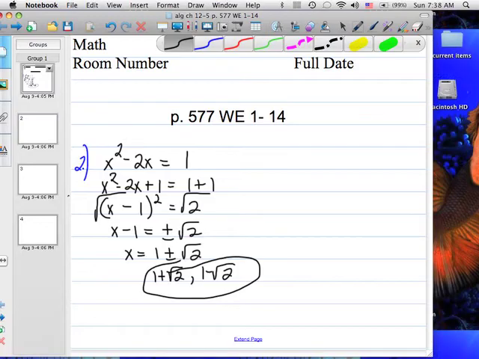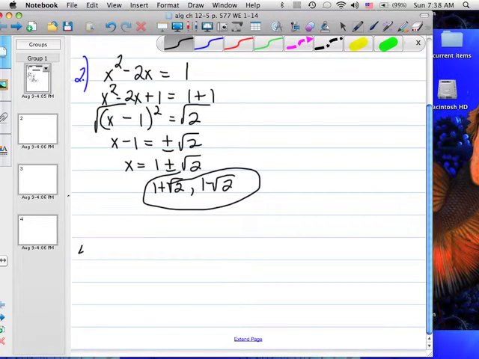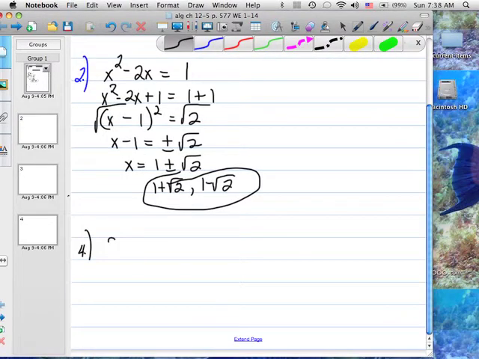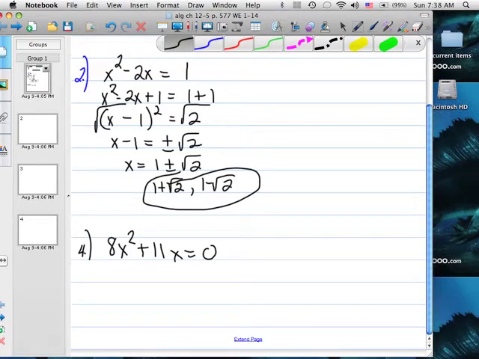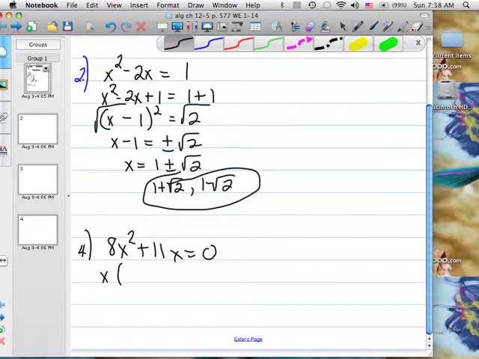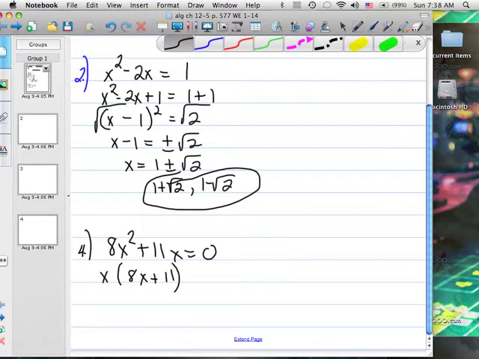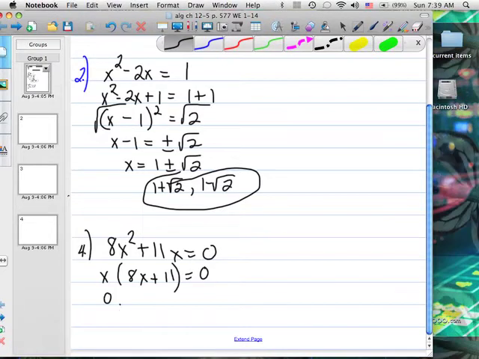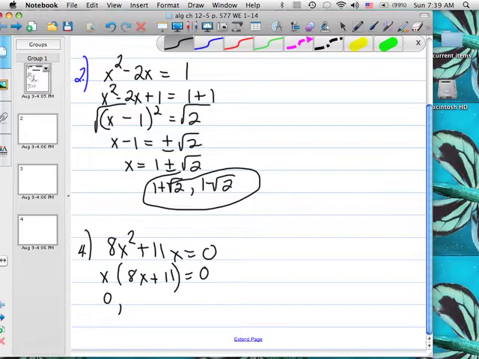And you could leave it in the short form too. Number 4, I have 8x squared plus 11x equals 0. This one, probably just factor. Pull out your greatest common factor, which is x, and you have 8x plus 11 left equals 0. So x could equal 0, and 8x plus 11 could equal 0.